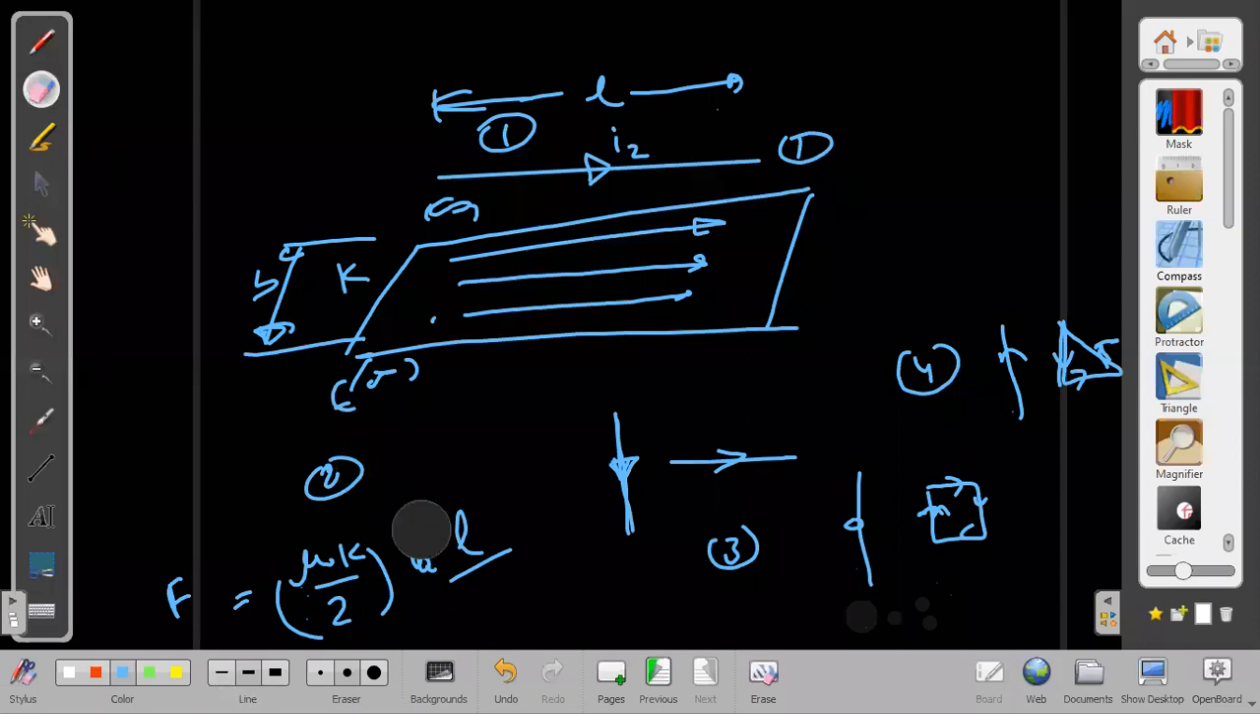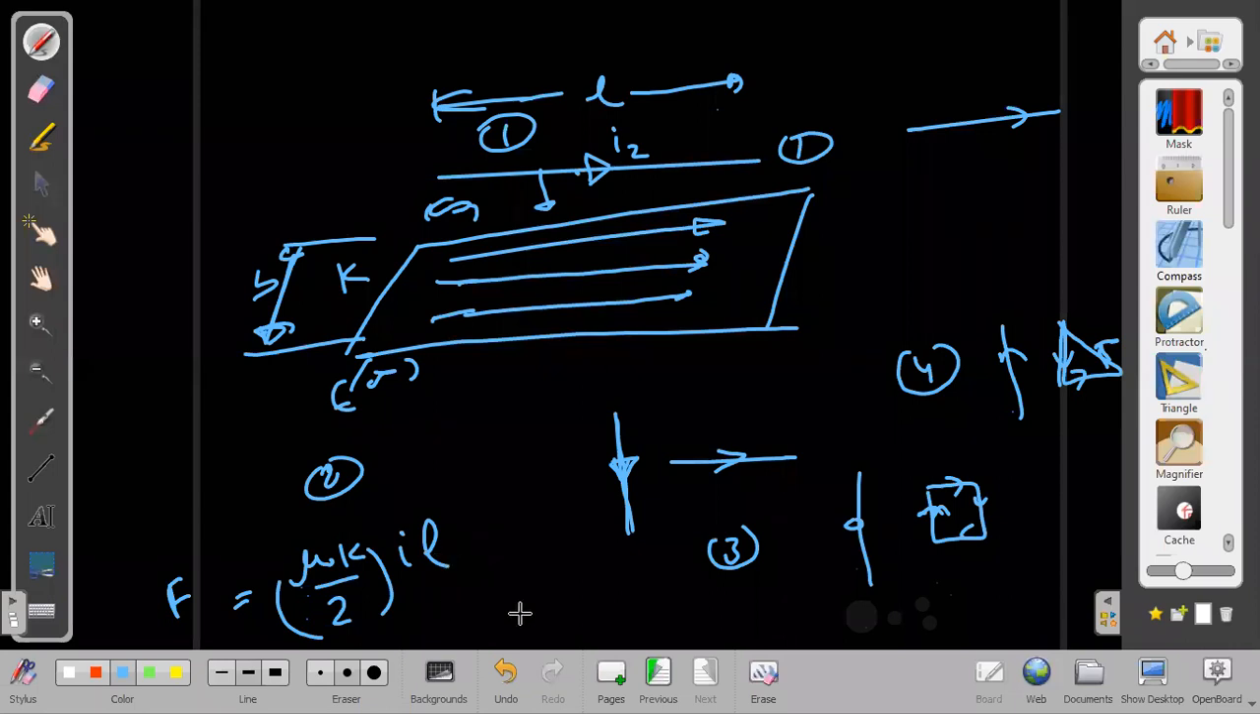Mu naught into K by 2 is the field, and the direction we have to be careful about. The direction will be along the width, perpendicular to the length. In which side I don't know, and I don't need to take care of that either. But I know that these are carrying currents in the same side, so it will be an attractive force only. If carrying current in the same side, then the force is attractive. Attractive means it will be pulled downwards. Direction also we can tell. Mu naught into K by 2 into I into L, L length.